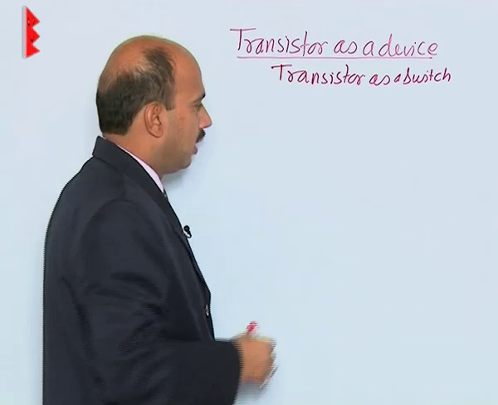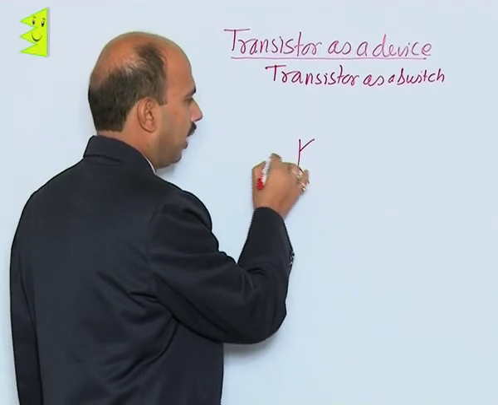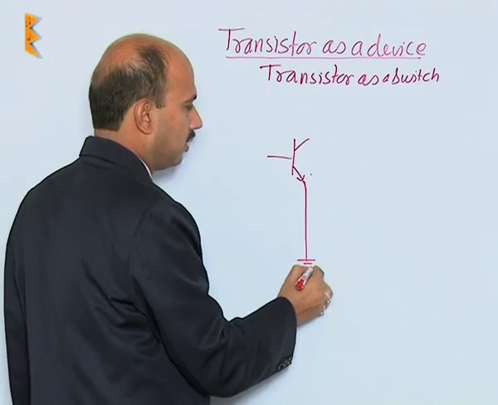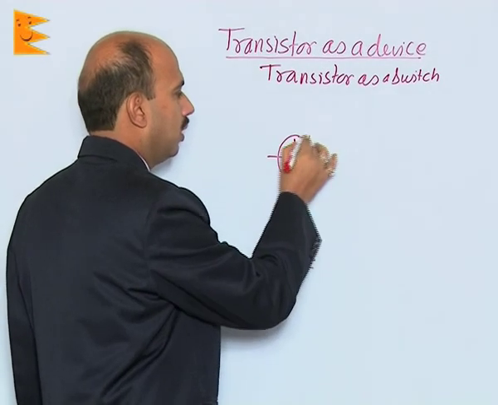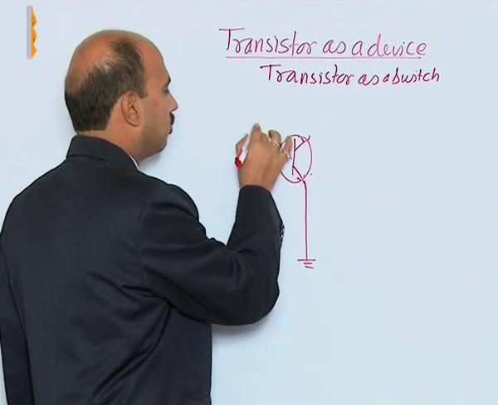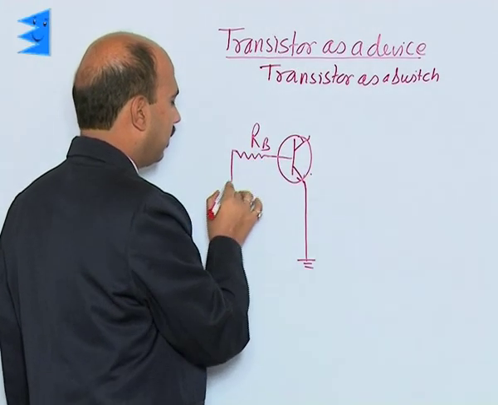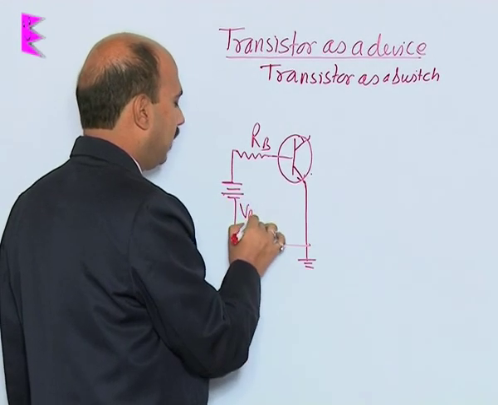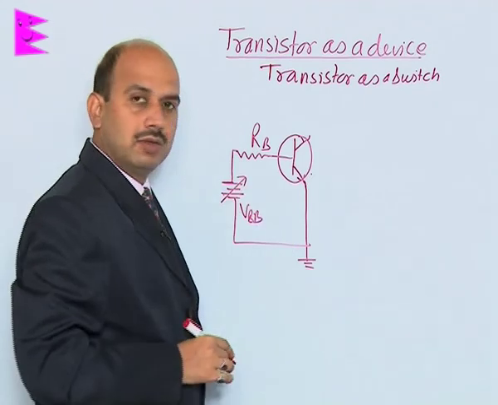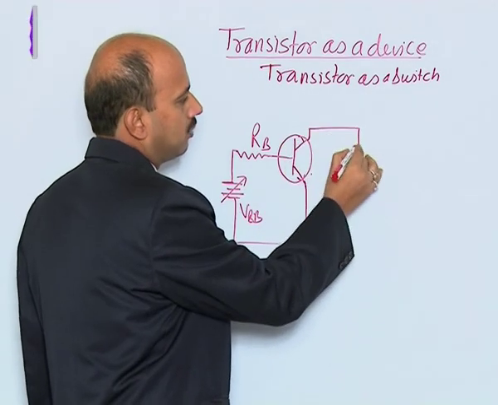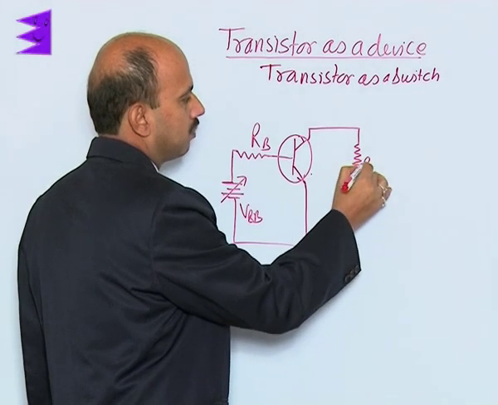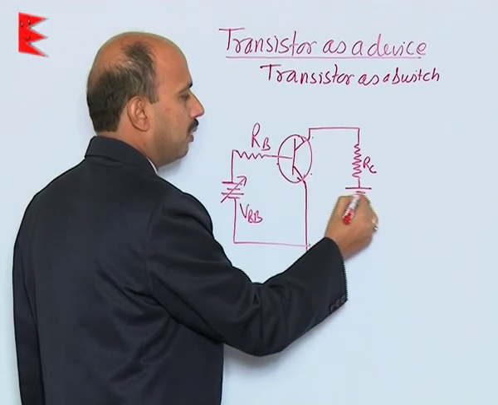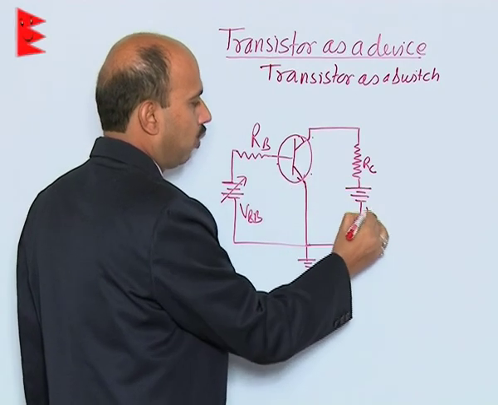Suppose we take an NPN transistor like this, and here is the direction of current. This side is common, this is NPN, and there is a resistance called RB, and then we can write the biasing of this. This is your VBB, and this is forward biasing. Then on this side, this is RC, and this is NPN reverse biasing with the positive, and this is called VCC.